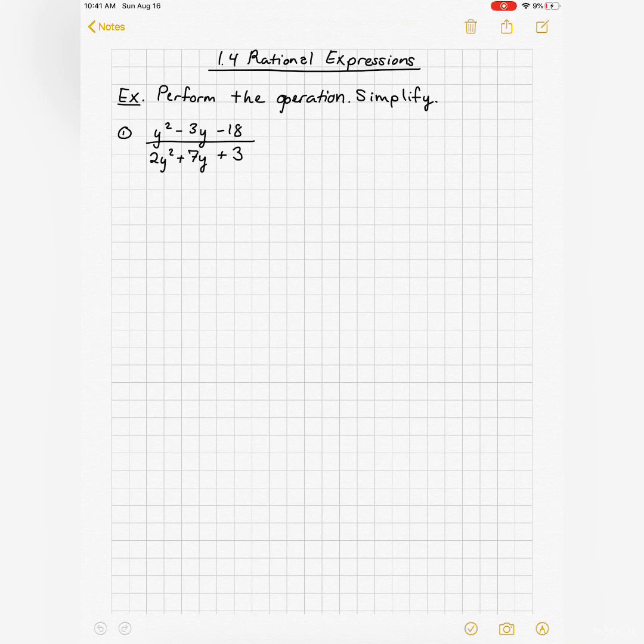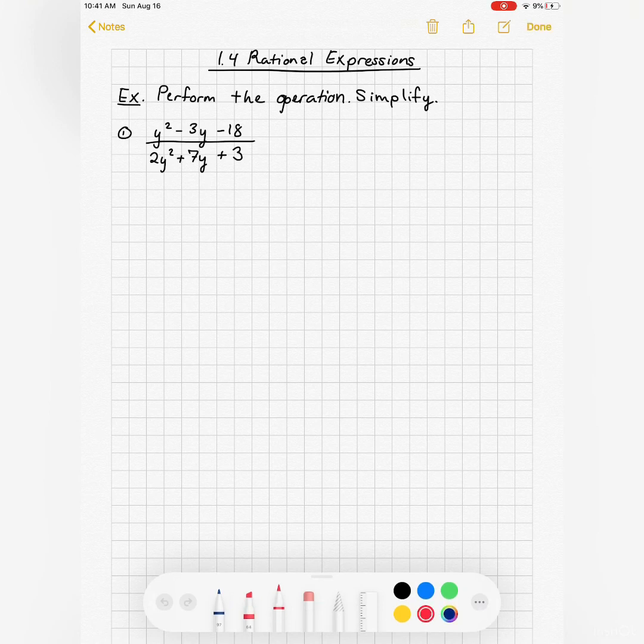1.4 takes a look at more rational expressions. So looking at this, it says perform the operation and simplify. So a rational expression is basically a fancy fraction. I have a polynomial in the numerator and another polynomial in the denominator.